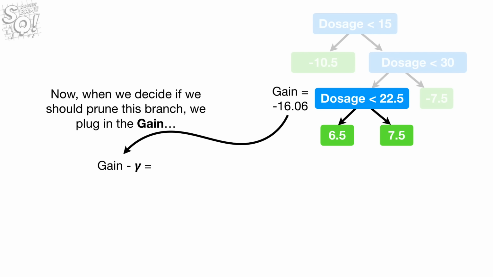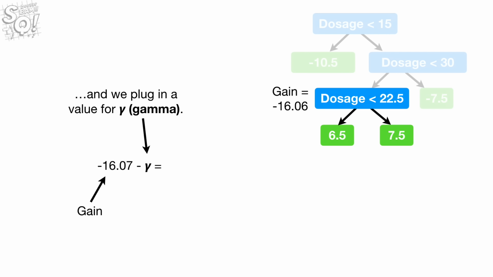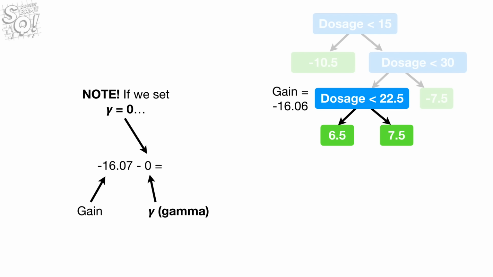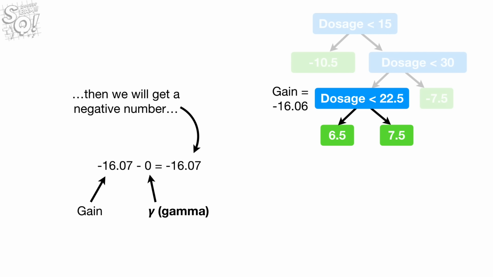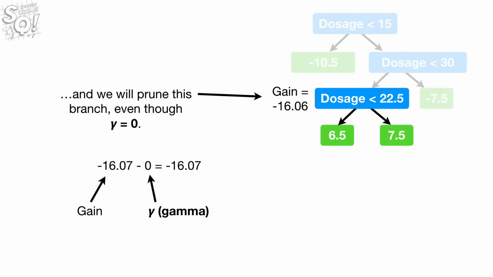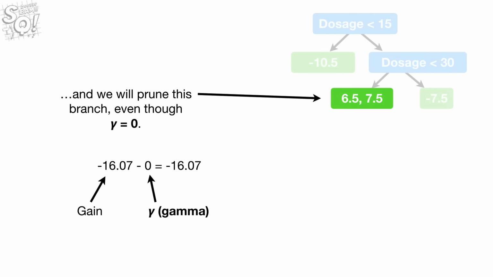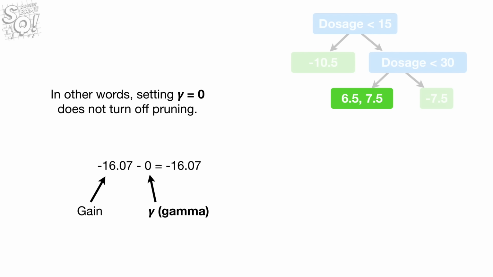Now, when we decide if we should prune this branch, we plug in the gain, and we plug in a value for gamma. Note, if we set gamma equal to 0, then we will get a negative number. And we will prune this branch even though gamma equals 0. In other words, setting gamma equal to 0 does not turn off pruning.